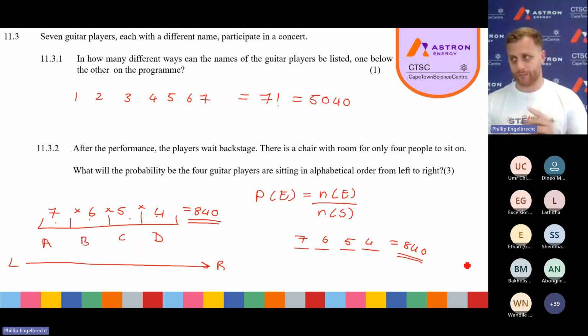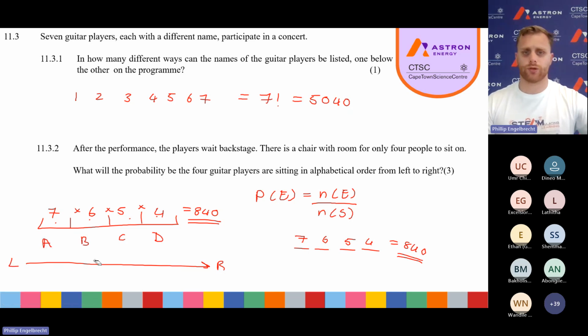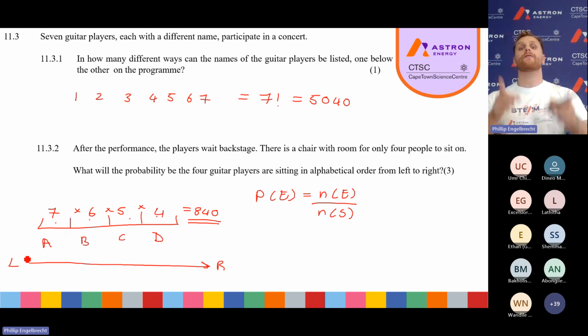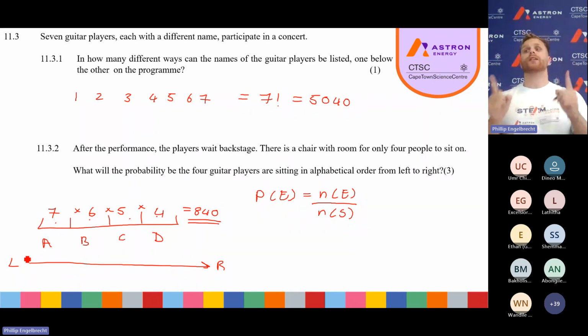Now here's the thing, right? Let me just erase this quickly. Eraser, give me a second. How many possible ways can I arrange these guys in alphabetical order if all of them have different names? So how many ways can I arrange them in alphabetical order from left to right if all of them have different names? Can you guys answer that for me in the chat, please?